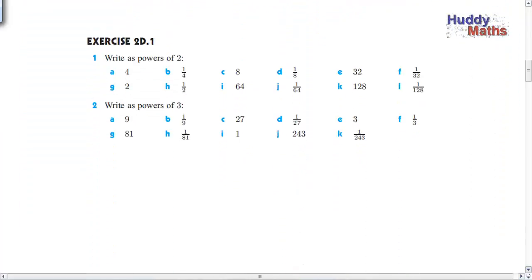And here we go. 2D1, just writing things as powers of 2, getting the idea of negatives. Can you write 32 as a power of 2? 1 over it would be that negative power. All right, pause the presentation and have a go at all of these. You might need a calculator for some of these.